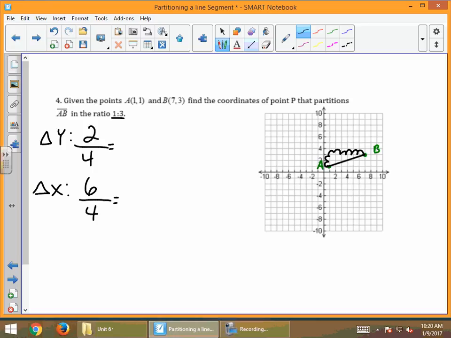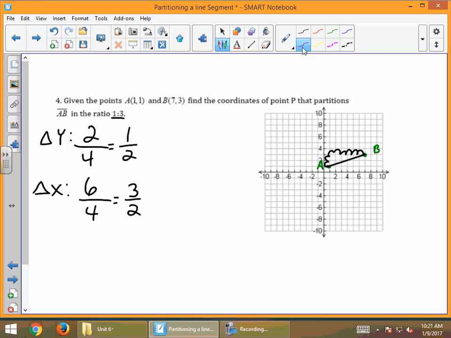Some of you are already saying something right now, because you know your next step is to reduce this fraction. 2 over 4 reduces to 1/2. Uh-oh. Our increase is a fraction. That's okay. It will still work. Just make sure you use your calculator and double check yourself, if you're not very good with fractions. And then 6 over 4 reduces to 3/2. But it doesn't matter. It's going to stay the same thing.